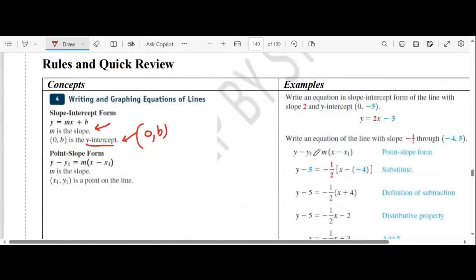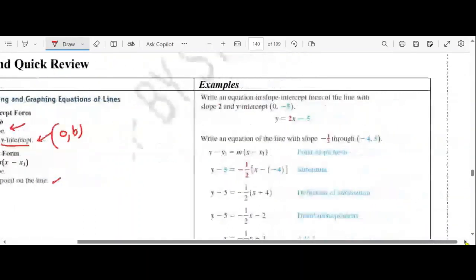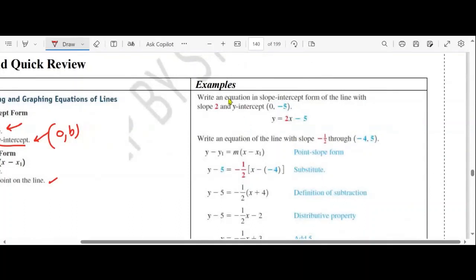Points. This is another formula. So this is the first formula. Second formula is y minus y1 equals m times (x minus x1), and this is called what? Point-slope form. The first one is slope-intercept form. The second one is point-slope form. Okay. M is the slope. (x1, y1) is a point on the line. Is this clear?